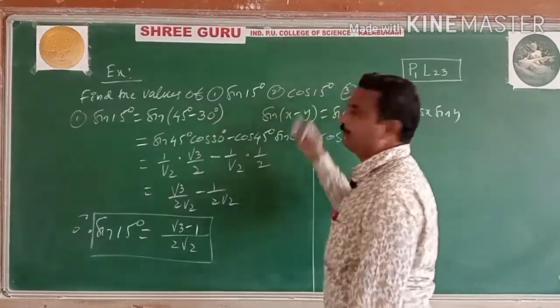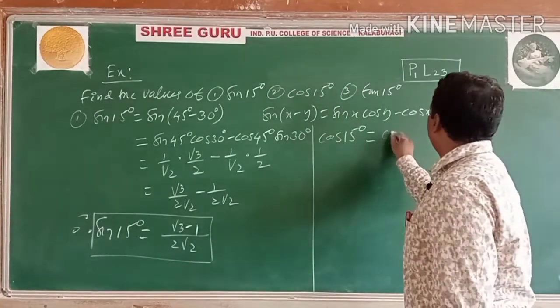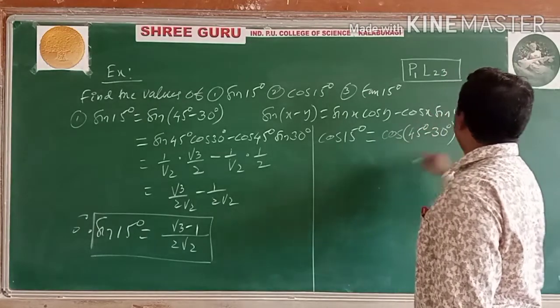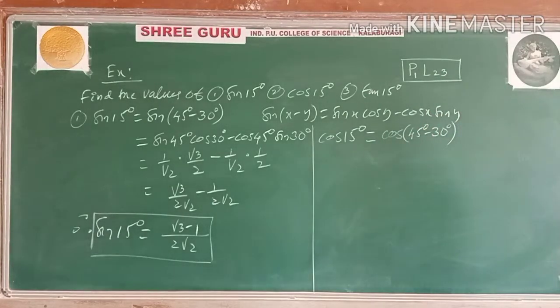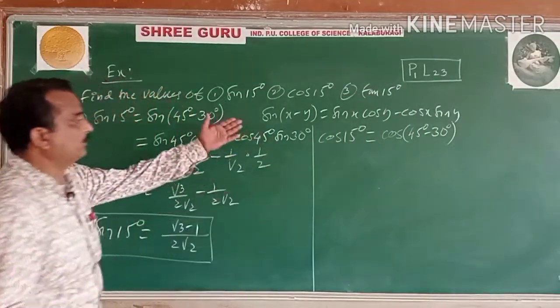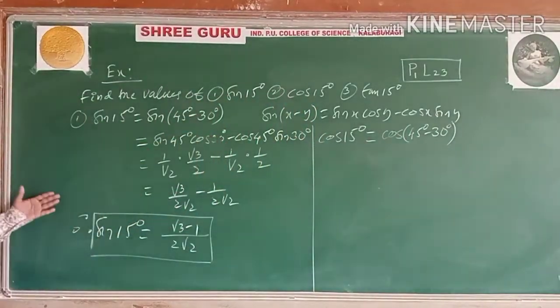This second one, cos 15 degree. Now see, students. Cos 15 is equal to cos of 45 minus 30 degree. You may write it like that. So you know, in the form of cos of x minus y you have converted 15 degree.